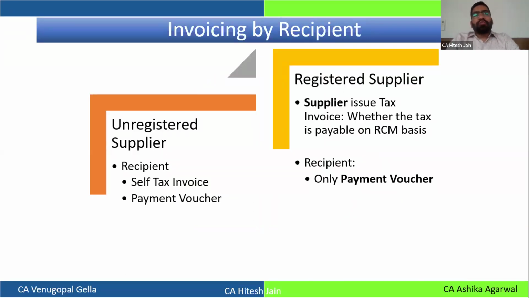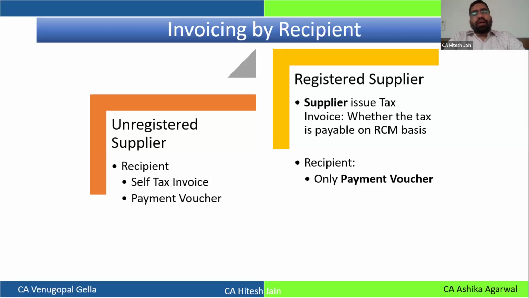Now, coming to the invoicing part. In case of forward charge, it is very simple: the supplier issues a tax invoice, and if the tax invoice is issued in accordance with the conditions mentioned in Section 16 as well as the rules prescribed in Rule 46, then we are eligible to claim the credit. But for reverse charge, what do we need to do?